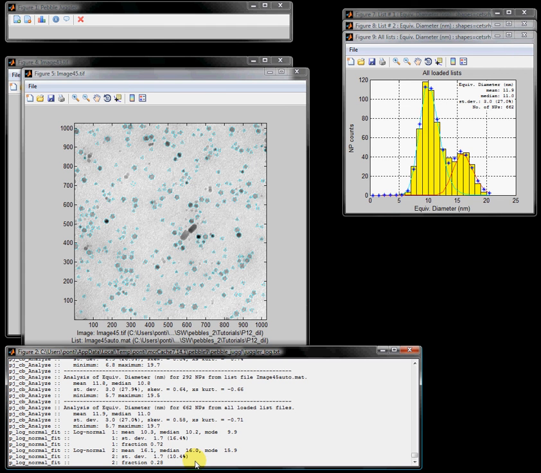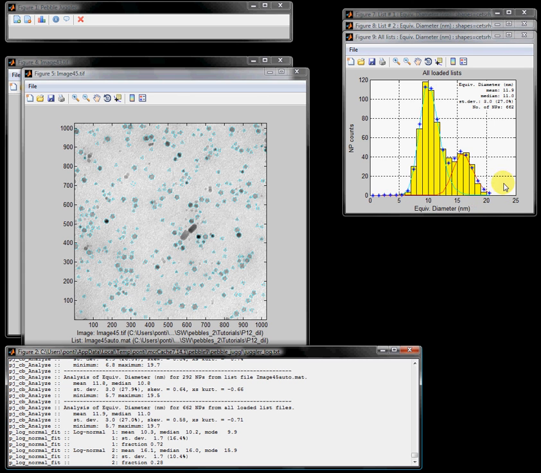Log normal 1 has a median of about 10 and a standard deviation of 1.7, 16%, with a number fraction of about 72%. The second log normal has a median of 16 nanometers, with a standard deviation of 1.7 and 28%.